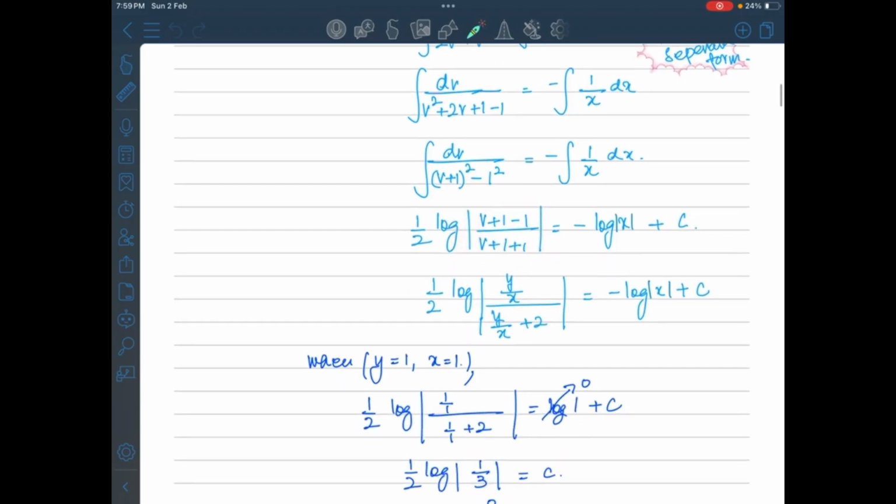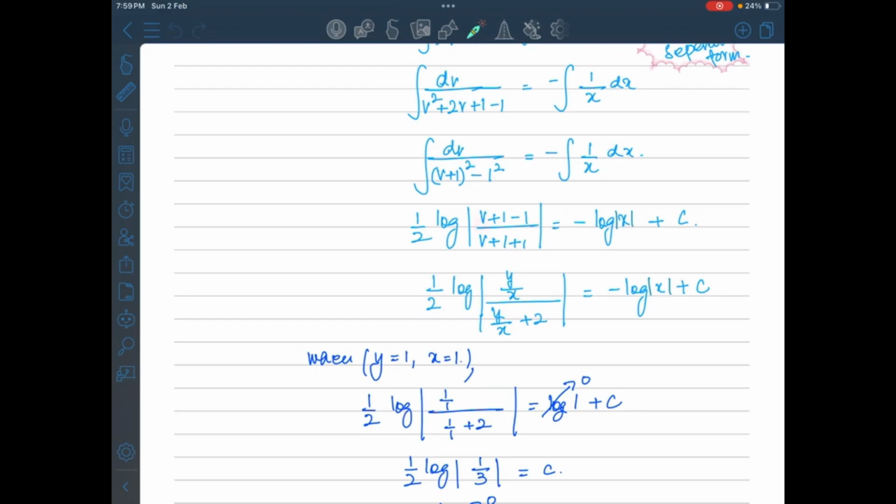Okay. So it is half of log of x minus a by x plus a, with mod. And over here you can see it's a direct integral. 1 by x is log mod x. Now you try to combine all the logs together.